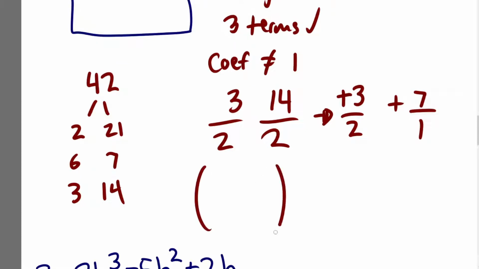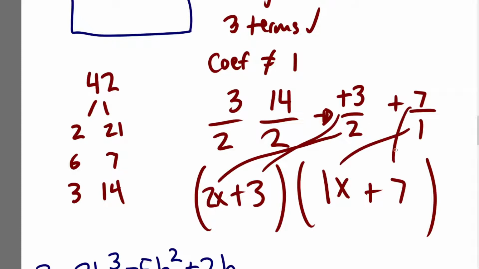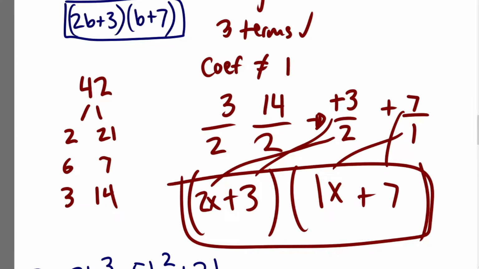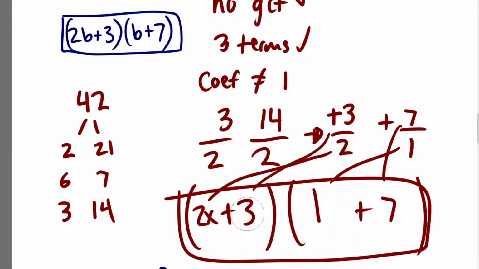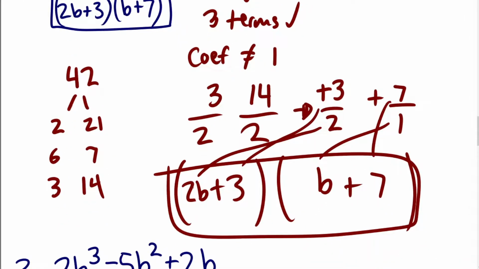And then we'll draw out our Hippo Butts, and we'll have our plus 3 and our plus 7, and then our 1x and our 2x here. So bloop, bloop, bloop, bloop. And so this should be our final answer. And I forgot that we are dealing with b's and not x's. That was my bad. So 2b plus 3, 1b plus 7. And 1b and b are the same. So yeah, this is correct.